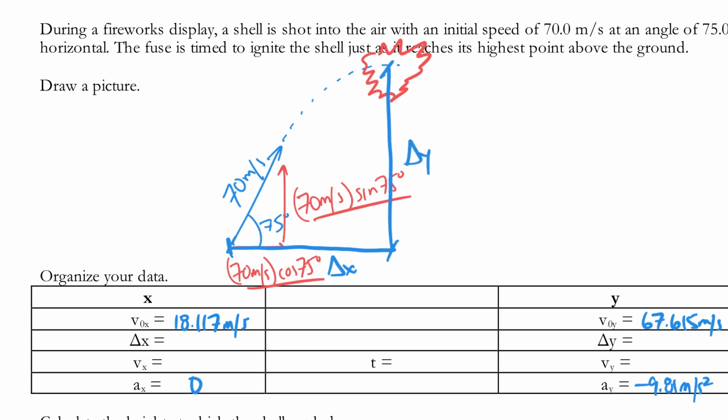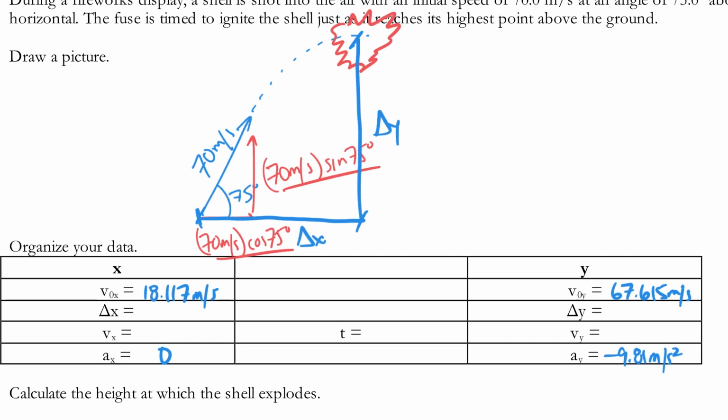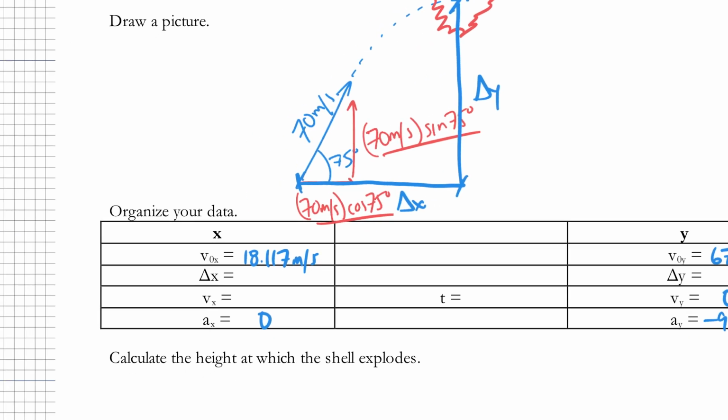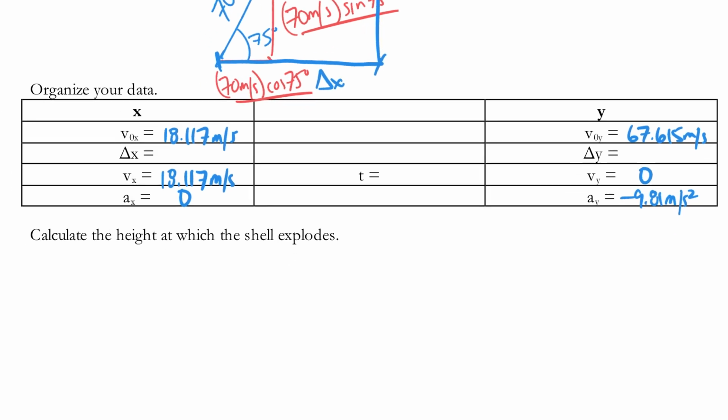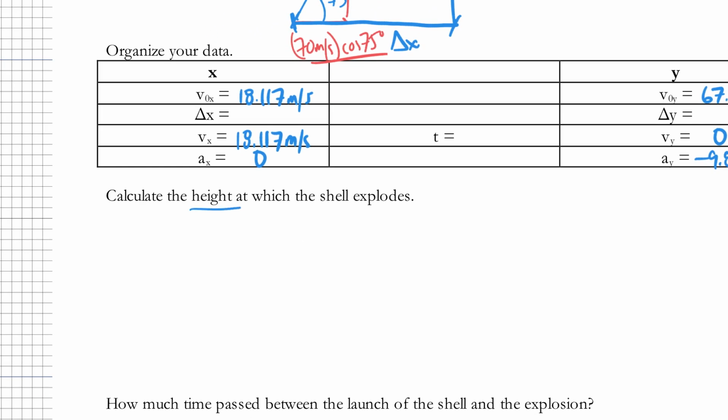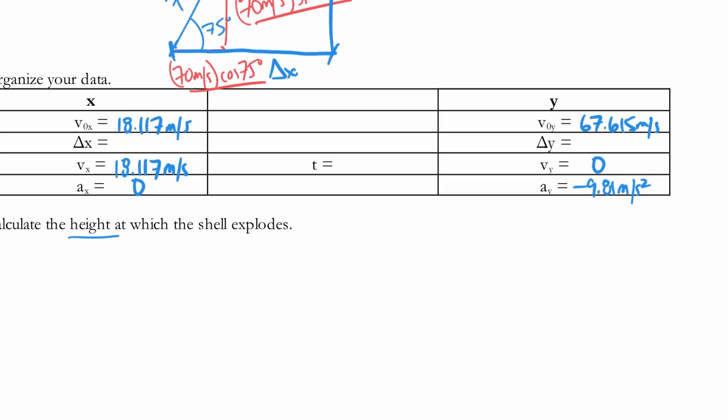I don't really know anything about delta X or delta Y at that point. I do know the velocity in the Y direction is 0 because it is no longer going up nor down. And the velocity in the X is the same everywhere. Okay, cool. So now I need to know the height at which the shell explodes. So I want delta Y.